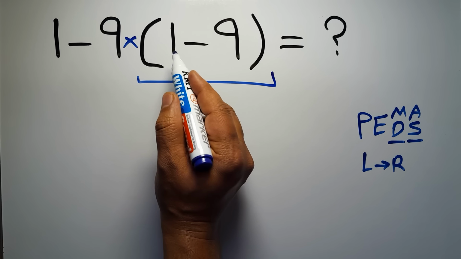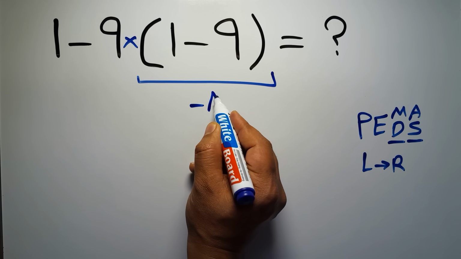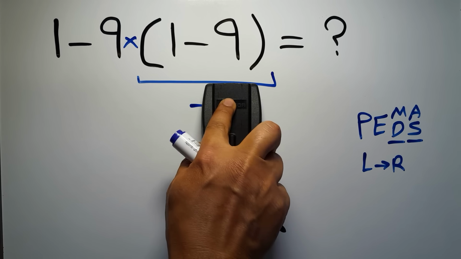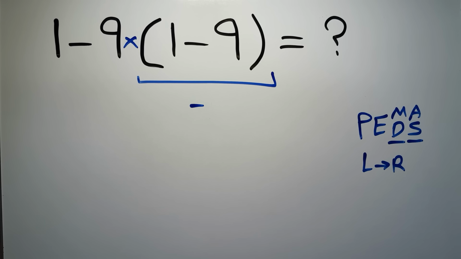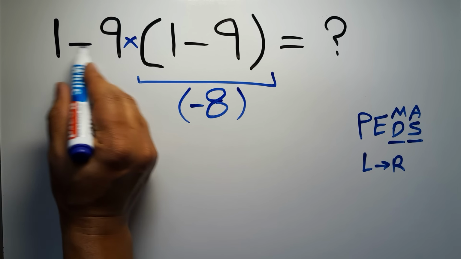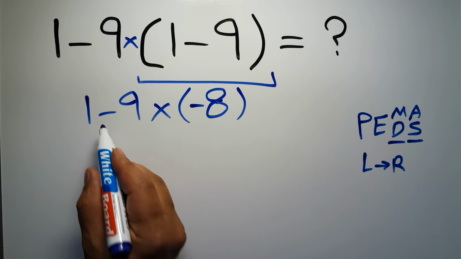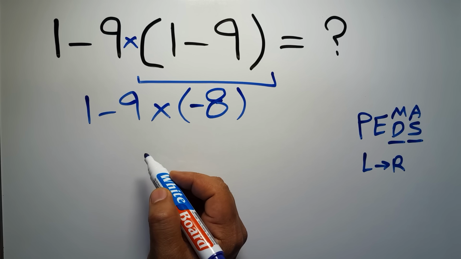Inside this parentheses, we have 1 minus 9, which gives us negative 8. Here we have negative 8. So 1 minus 9 then times negative 8. Now we have one subtraction and one multiplication.